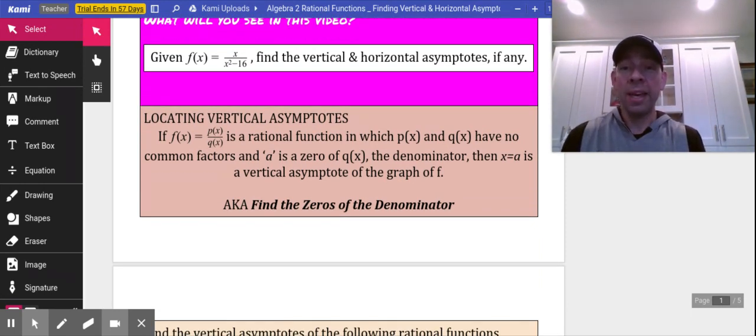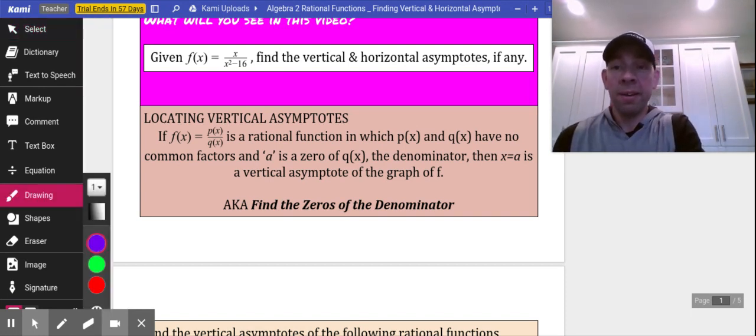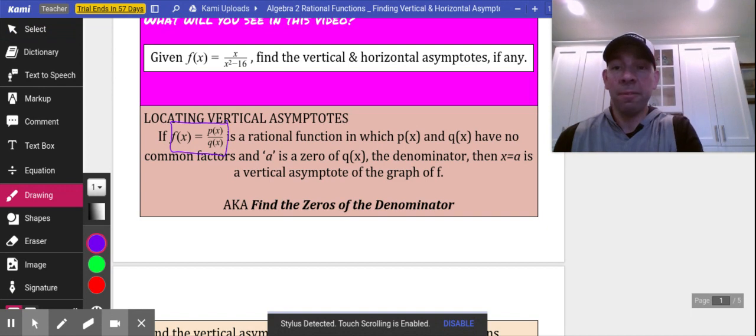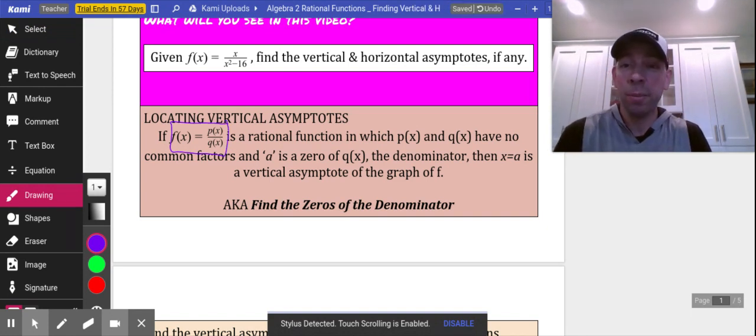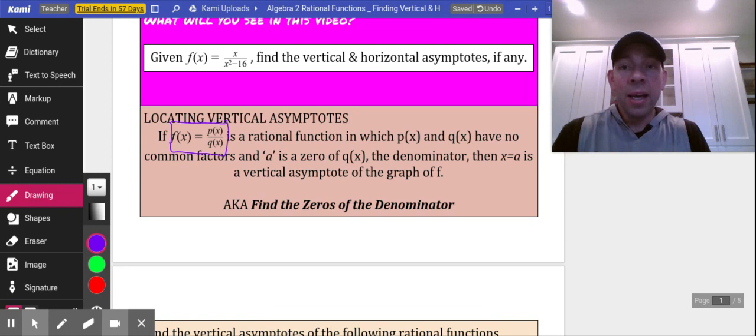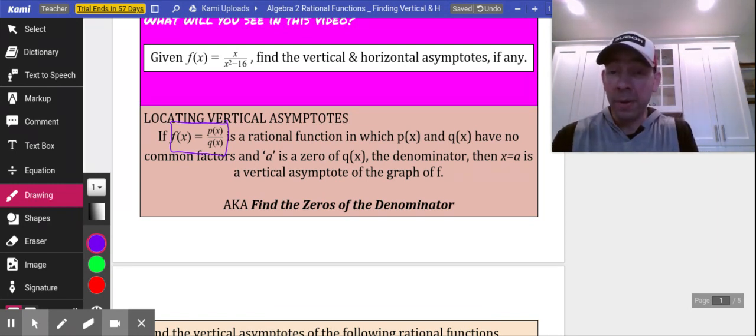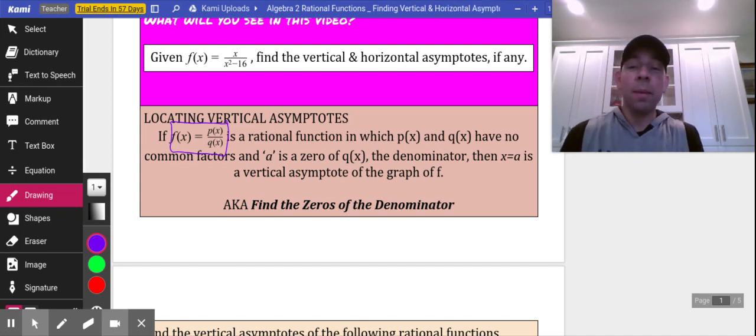How do you find a vertical asymptote? So again, we're working with our broad definition of a rational function here, f of x equals p of x divided by q of x, where they're both individually polynomials. Assuming that p of x and q of x have no common factors. Okay, that's a bigger deal than sometimes we give it credit for. And a is a zero of q of x, the denominator, then x equals a is going to be a vertical asymptote.